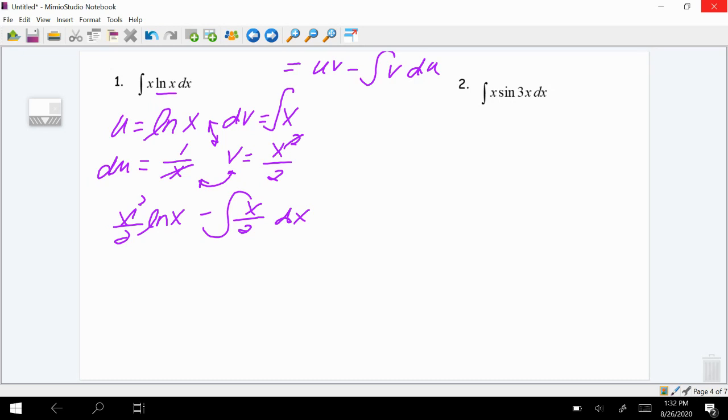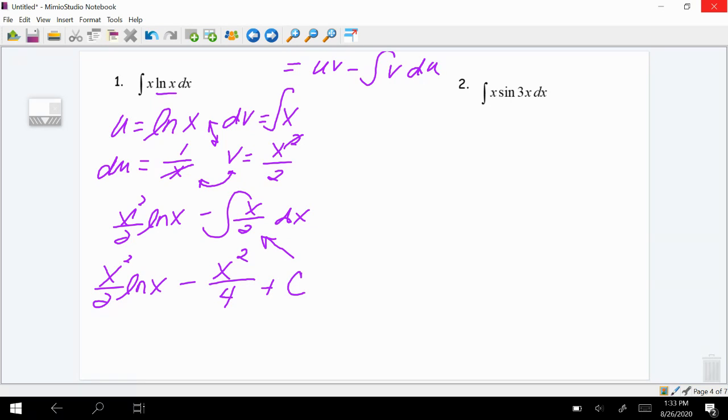Your last step is to integrate this. So my integral of that, so I've got x squared over 2 natural log of x. That part's done. Once you write it, you don't have to do anything else with it. The integral of x squared over 2 would be power 1 greater, so it would be x to the second power, divided by 2, but it's already divided by 2, so it's going to be divided by 4.